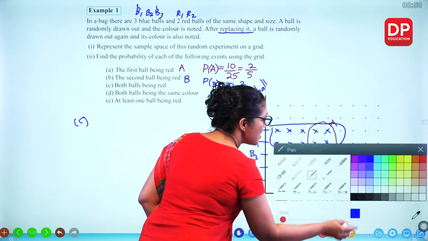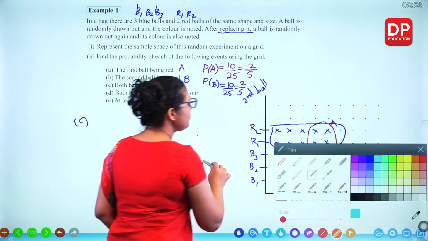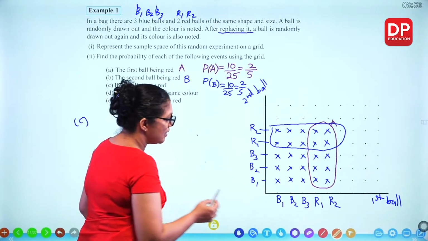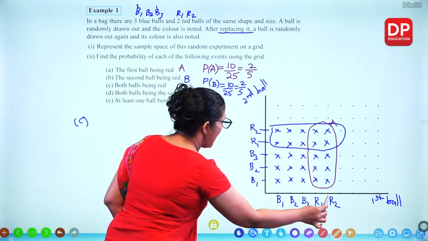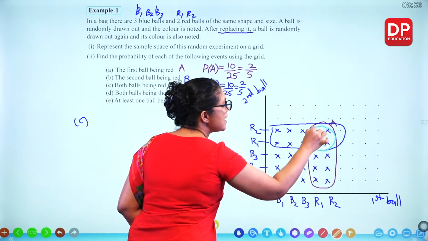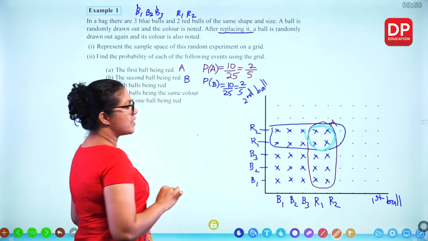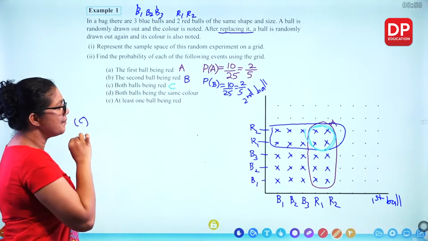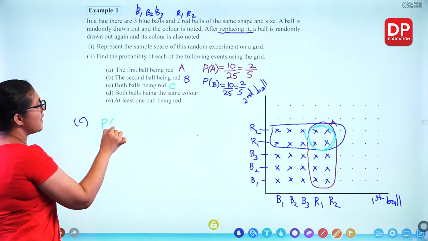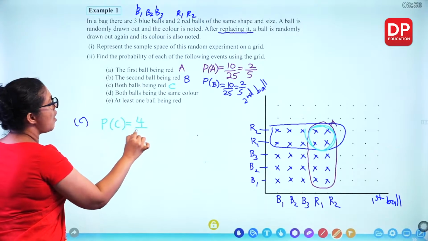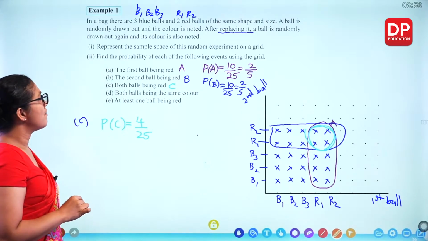Third one, part C, both balls being red. I'll take another color. Both are red. So red, red, and also these red as well. So you are getting these 4 outcomes for part C. I'll take this one as C. So what's the probability of getting C? 4 outcomes out of 25.